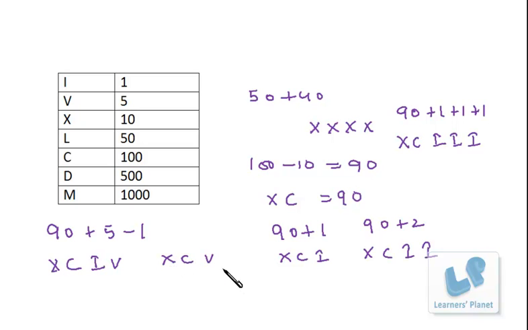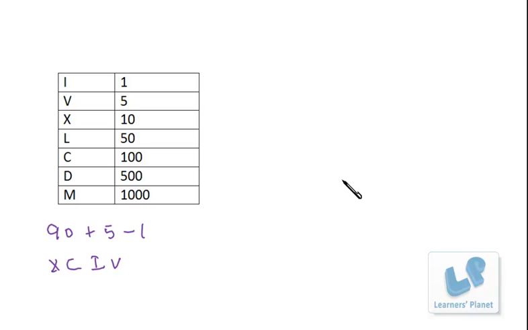For the 96, you just have to put one I over here. So it's XCVI. Now for 97, it's XCVII. 98, one more I. Further, how do we write 99? 99, that is 90 plus 9. Now if I write 90 plus 5 plus 4, further I have to write I for 4 times, which is not acceptable.